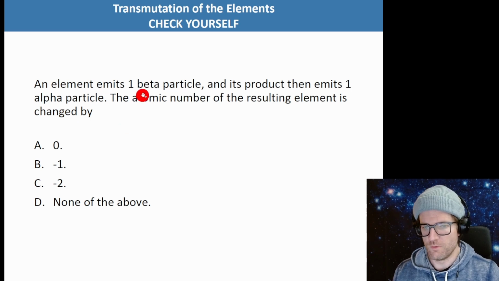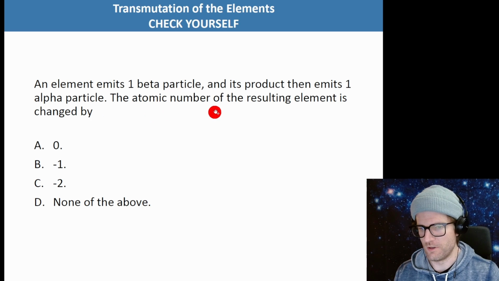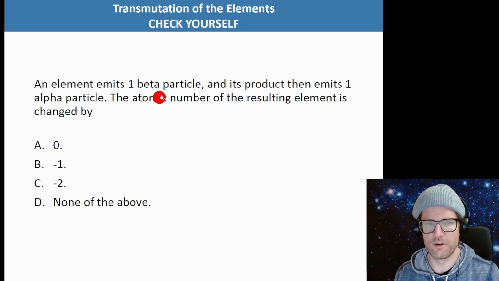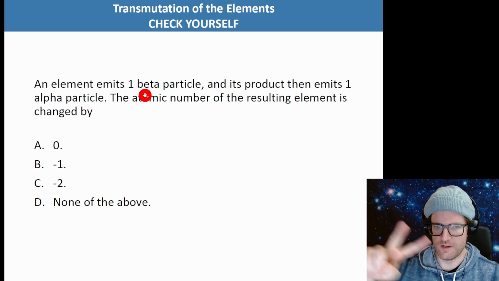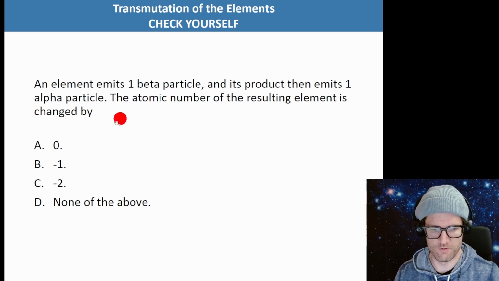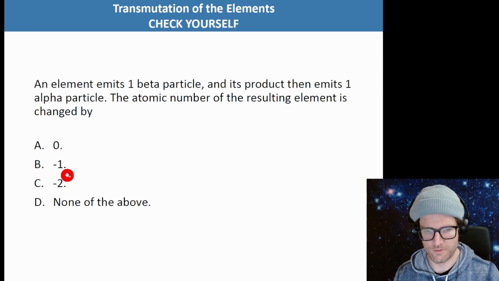An element emits 1 beta particle, and its product then emits 1 alpha particle. The atomic number of the resulting element is changed by, okay, so it emits 1 beta particle, that changes a neutron to a proton, and then emits an alpha particle. It loses 2, so it's reduced by 1. So it's very similar to the previous problems.